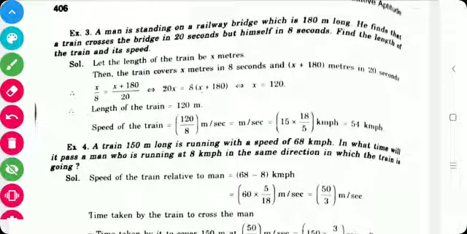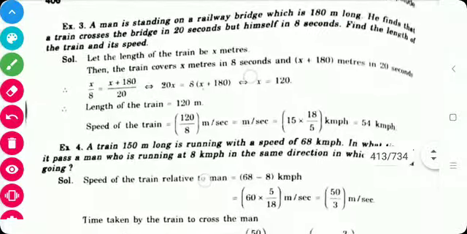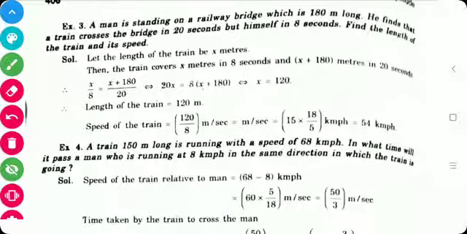A man is standing on a railway bridge which is 180 meter long. He finds a train crosses the bridge in 20 seconds but passes himself in 8 seconds. So find the length of the train and its speed. So let the length of the train be x meter. The length of the bridge is 180 meter.